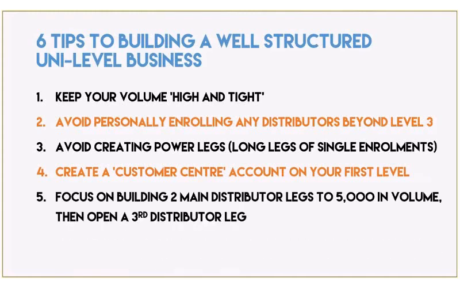Tip number 5 is to focus on building 2 main distributor legs to around 5,000 in volume before you decide to open up that 3rd distributor leg. I'm going to explain a little bit more about why that is in a second, but this really is a great tip because it allows you to start to cultivate leadership by building teams rather than trying to open loads of legs and launch loads of different businesses with not many people working together.